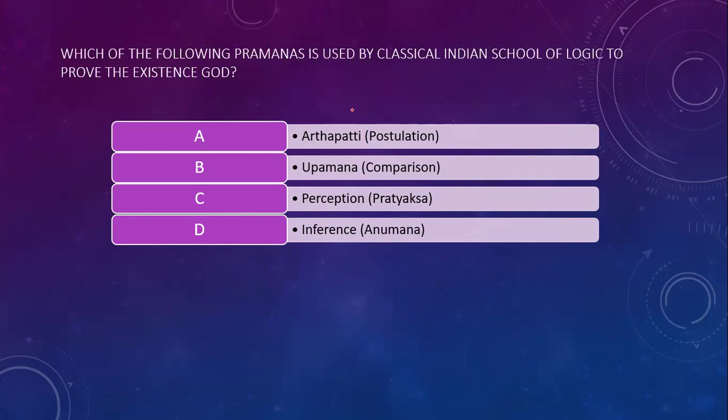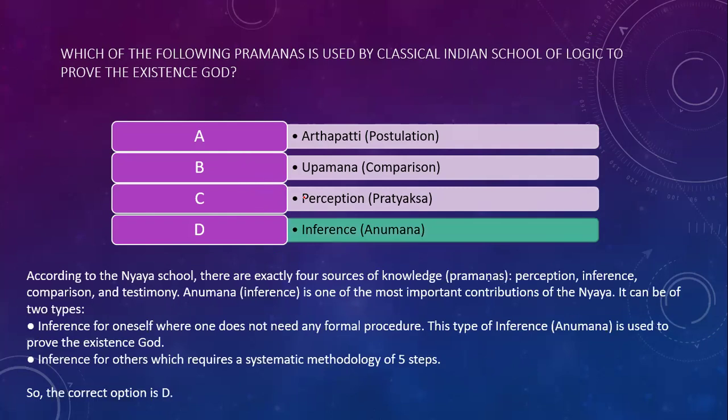Which of the following pramanas is used by the classical Indian school of logic to prove the existence of God? Pratyaksha, perception, definitely not. Comparison is also not possible. Arthapatti, anupalabdhi, we will check the answer.